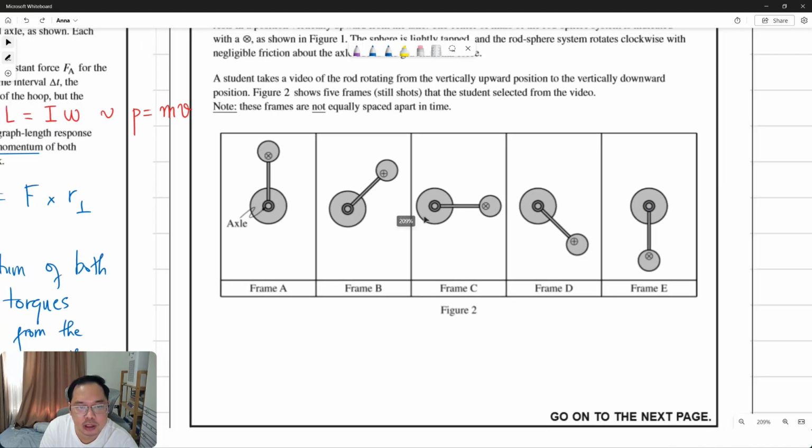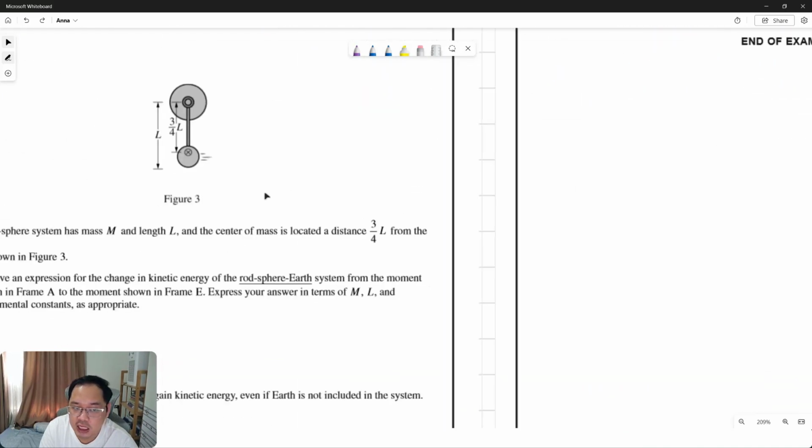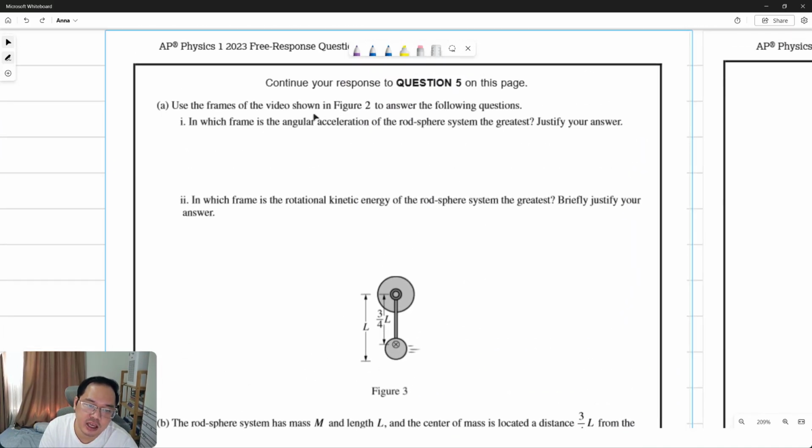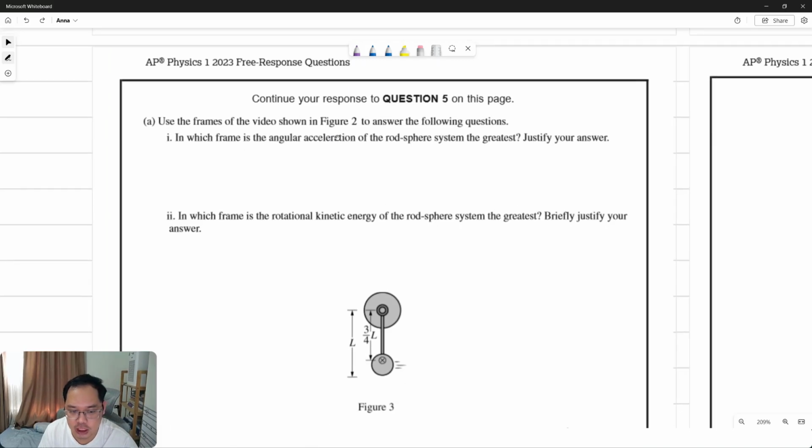So what is the question? The question is down here. Use the frames in the video shown in figure 2 to answer the following questions. In which frame is the angular acceleration of the rod-sphere system the greatest? Justify your answer. The angular acceleration alpha is equal to the torque divided by the moment of inertia. We don't know the moment of inertia specifically, meaning an equation or a value, but we know that this thing is a constant. So this angular acceleration is the greatest when the torque is the greatest.